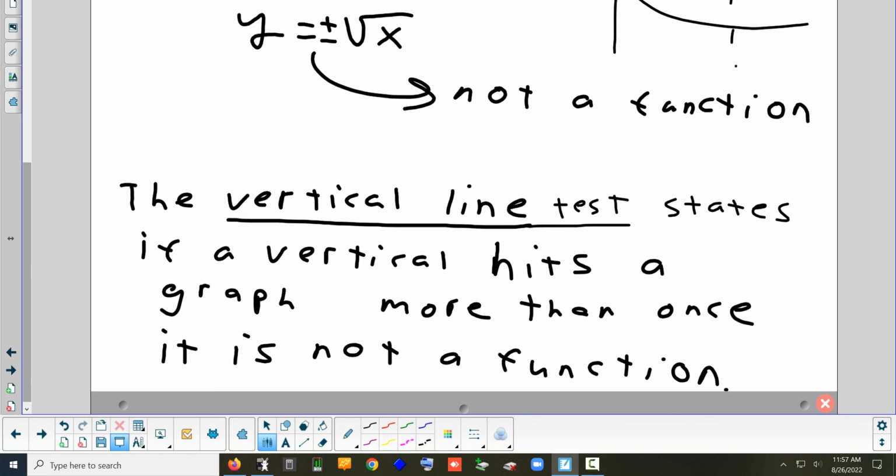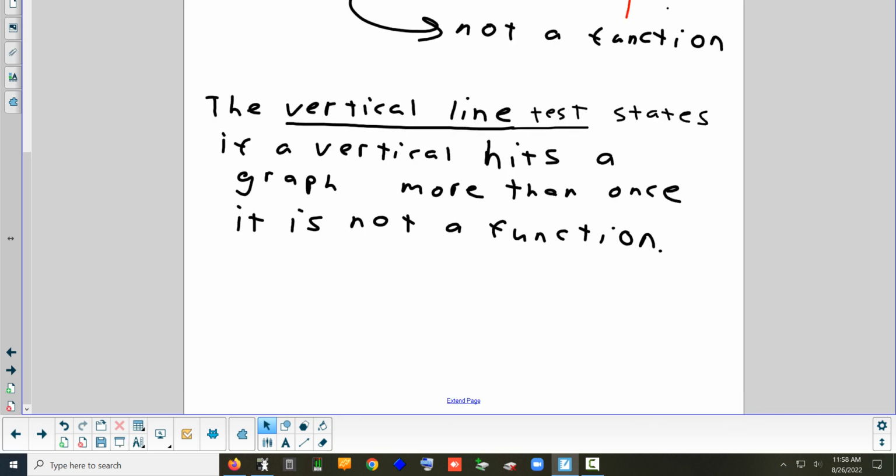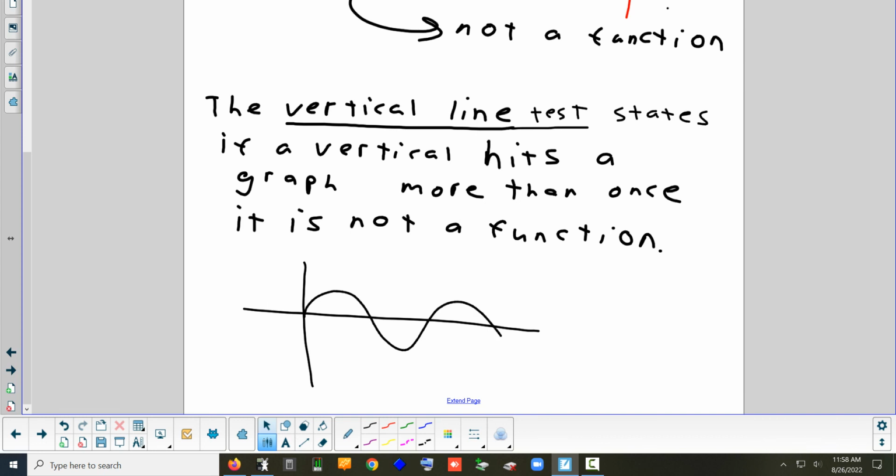The vertical line test basically says that if you can put a vertical line anywhere in a graph and it hits it more than once, it's not a function. You might think, well, if I put the vertical line over here, it only hits it once. Well, can you put it somewhere where it would hit it more than once? If you could, then it's not a function. So how about a circle? Would that be a function or not a function? Not a function. How about this sine wave? Is it a function? Yes, that's a function.